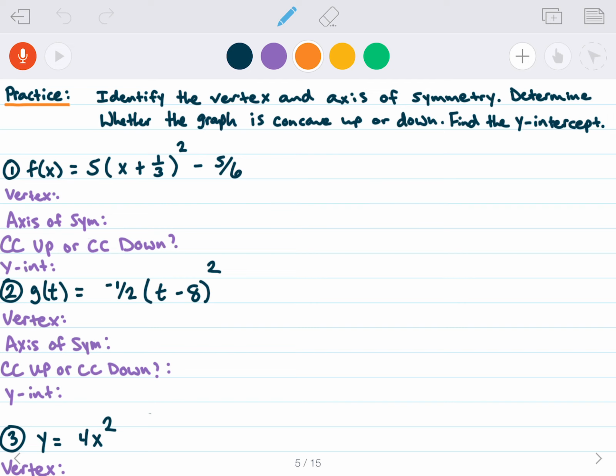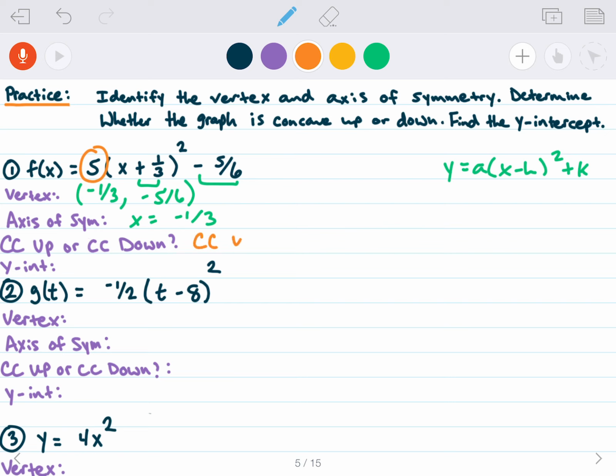Okay, so here again, we have a positive in here, so we're going to make it negative just because our original form is a negative. And like I said, in order for this to be positive, we have to have a negative h. That's what's happening here. So our vertex is going to be negative 1/3. That's our h, and our k is going to be negative 5/6. Axis of symmetry is at x equals h, so this is x equals negative 1/3. Concave up or down, well, our a value is 5. That's positive, so this is concave up.